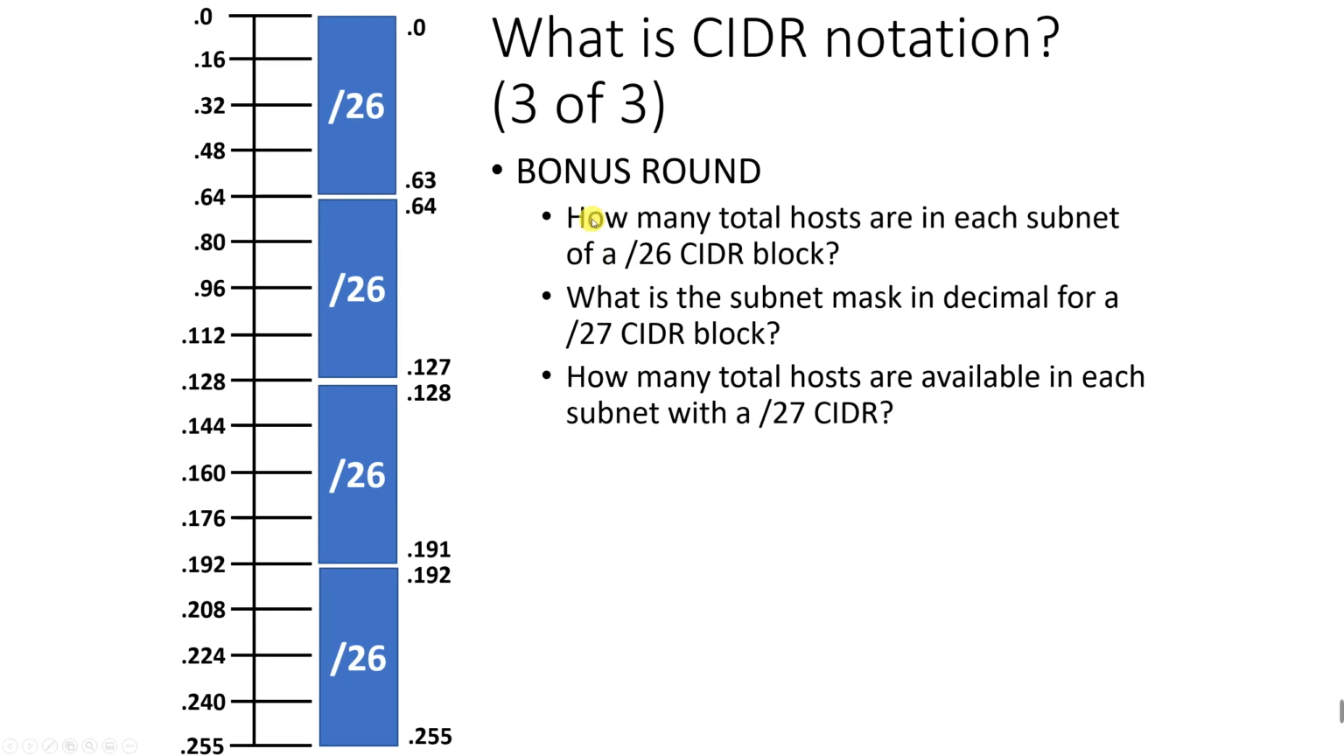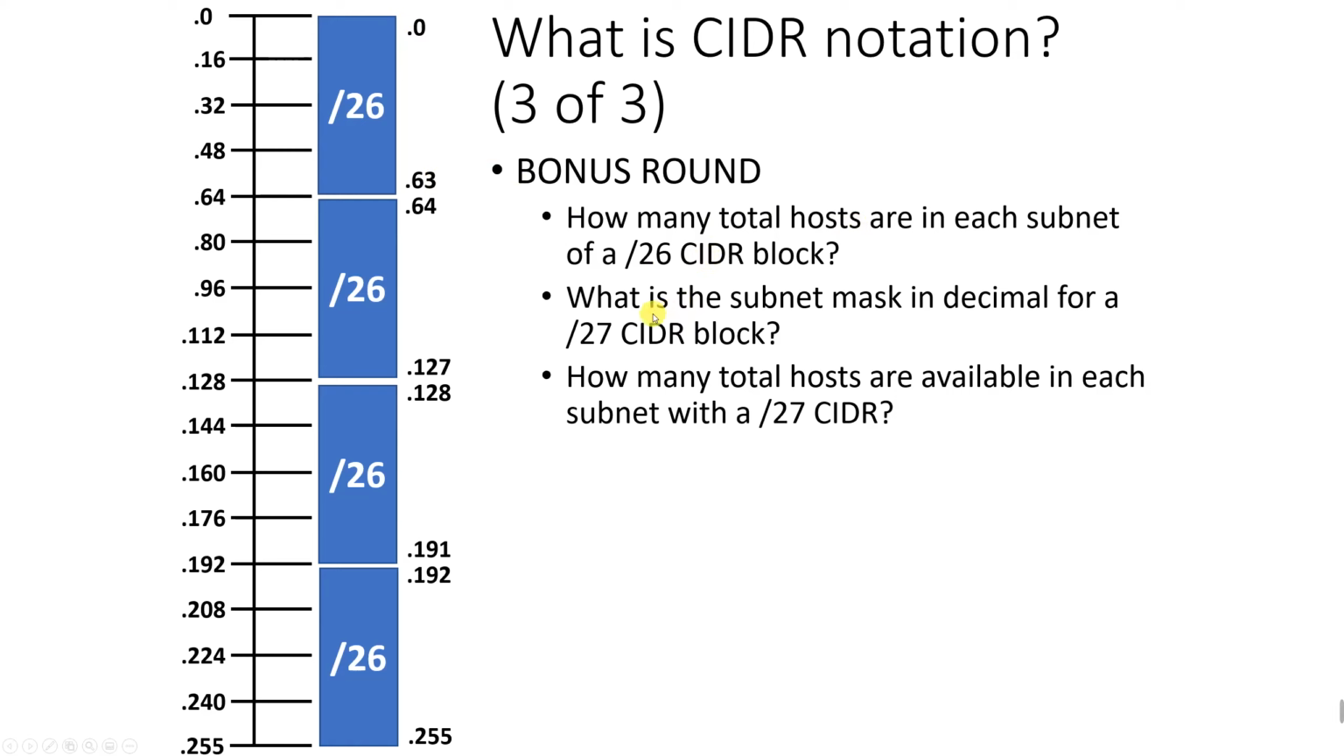So here are some bonus questions. How many total hosts are in each subnet of a /26 CIDR block? How many total hosts? Well, the IP addresses will range from 0 to 63. So how many is that? You can figure that out in your head.